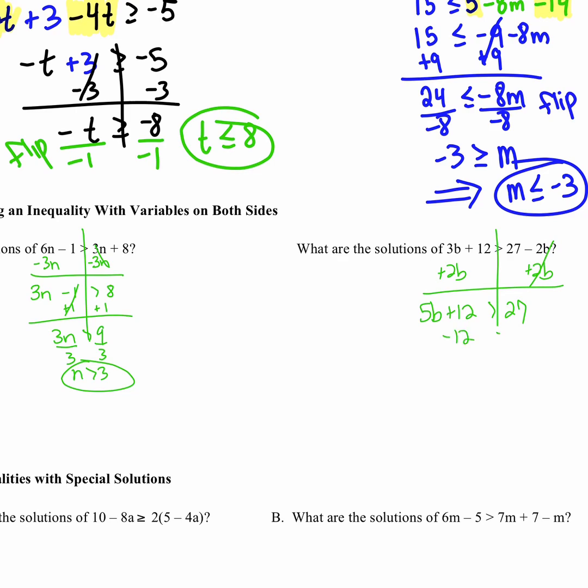Subtract 12. Again, you're just subtracting. You're not multiplying or anything like that, so there's no need to flip the inequality sign.